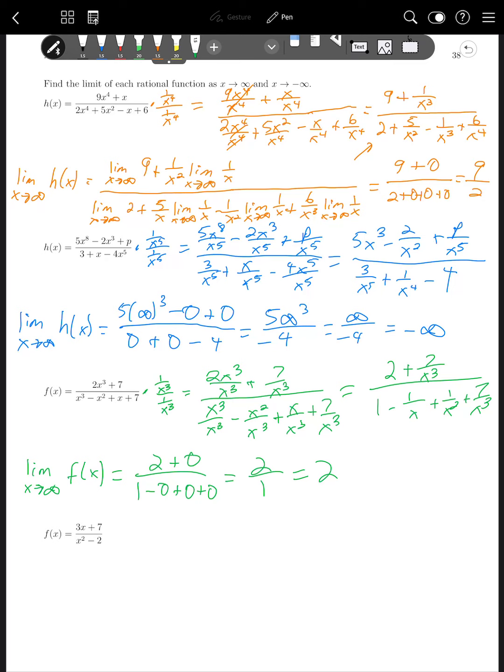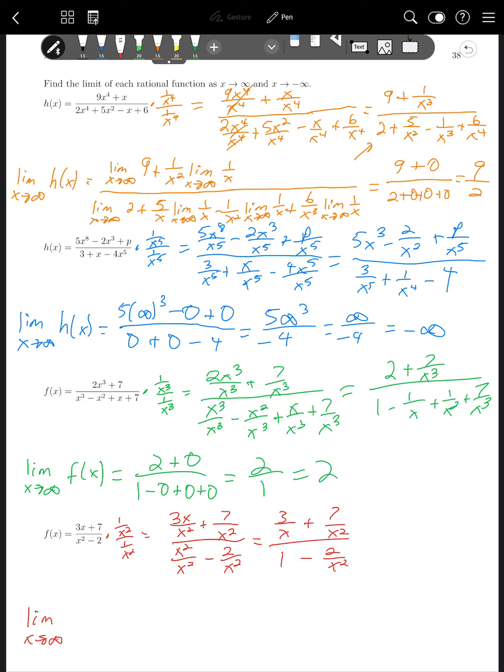And then the last one, same idea, right? I multiply by the largest power in the denominator, 1 over that. So 1 over x squared over 1 over x squared. So this is 3x over x squared plus 7 over x squared over x squared over x squared minus 2 over x squared. So that's 3 over x plus 7 over x squared over 1 minus 2 over x squared. Take the limit as x approaches infinity of f of x.